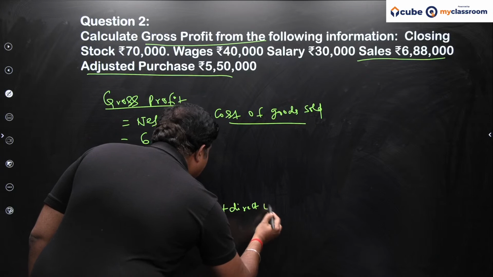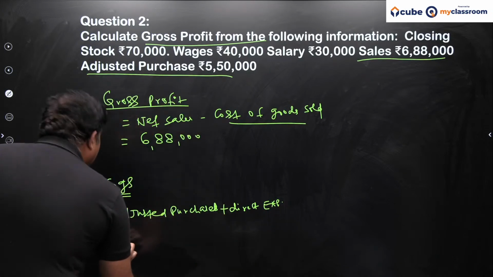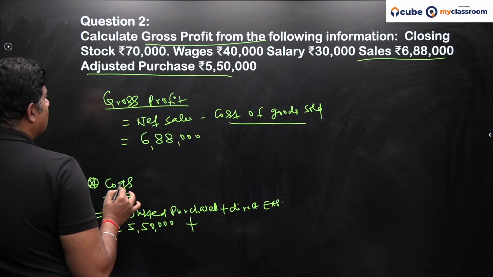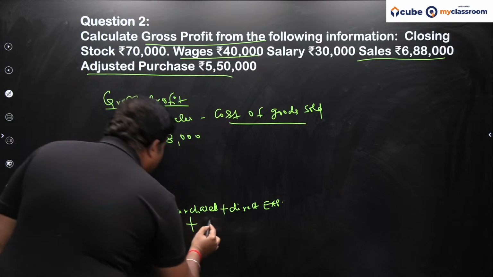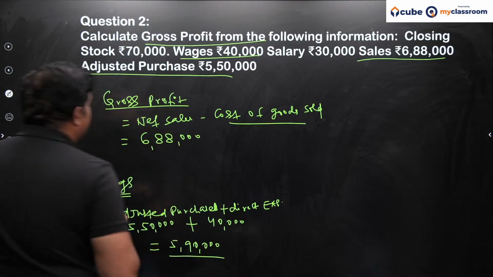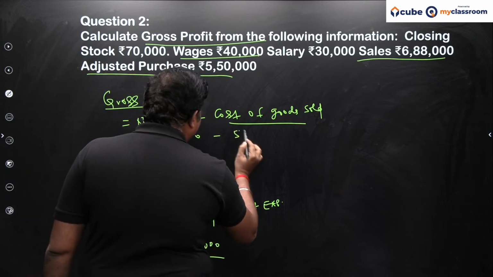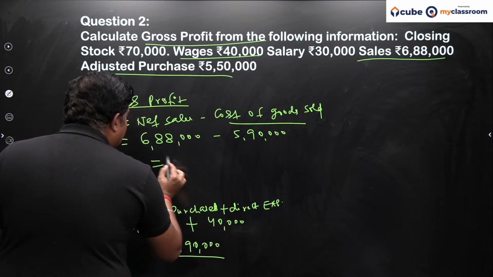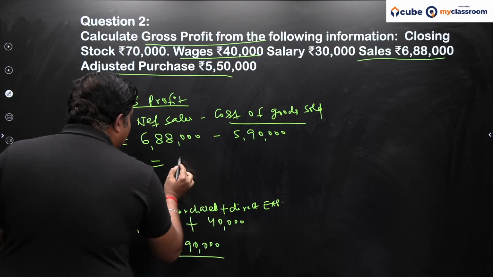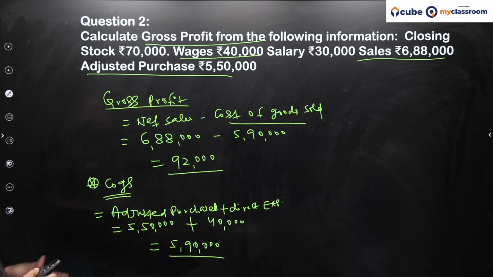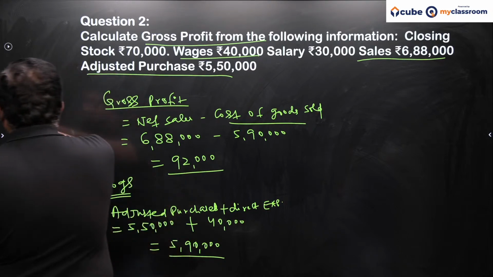एडजस्टेड परचेजेस प्लस डायरेक्ट एक्सपेंसेस विल गिव यू द कॉस्ट ऑफ गुड्स सोल्ड। सो हियर द एडजस्टेड परचेजेस इज ऑफ रुपीज 5,50,000 एंड डायरेक्ट एक्सपेंसेस इज वेरी सिंपल। सो हियर ओनली डायरेक्ट एक्सपेंसेस वेजेस, तो ये 40,000 का है। So the total amount comes out to be like 5,90,000. So net sales minus 5,90,000 of cost of goods sold. The difference is your gross profit. So that there is a difference of 6,88,000 minus 5,90,000. So here the difference is 92,000. I'm so sorry, the difference is 98,000. My bad.